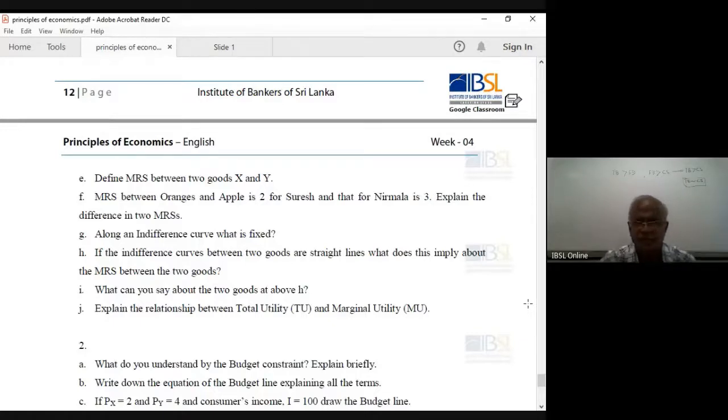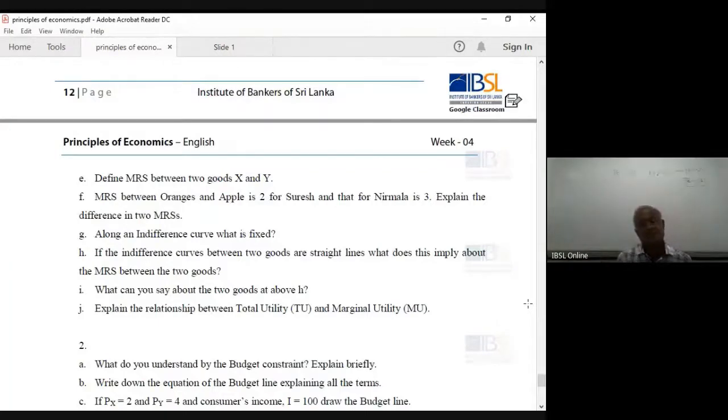Along an indifference curve, what is fixed? Total utility is fixed. Remember, the indifference curve is convex to the origin. These bundles along this indifference curve give the same total utility. If it is 100, bundle A gives him 100 utils, bundle B gives him 100 utils, bundle C gives him 100 utils. If you go to a higher indifference curve, it may be different. But still, all the bundles along the higher indifference curve give the same total utility.